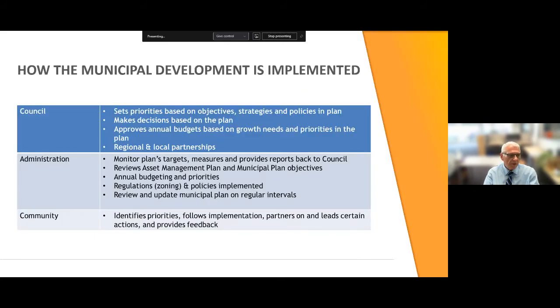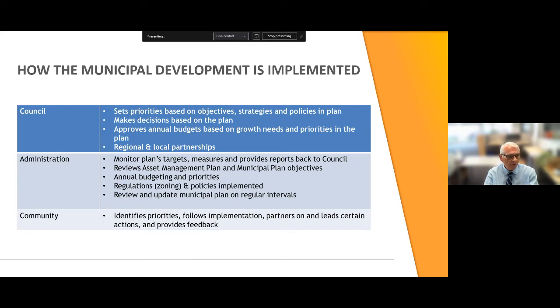So in terms of how it gets implemented, there are really three key players. The first is council. Council sets the priorities and makes the decision to adopt the plan. Council approves annual budgets that help facilitate growth and the priorities identified in the plan, in terms of where growth is going to happen and what kind of services we want to get into. How are we going to work with our regional partners and our local partners to make the vision happen?